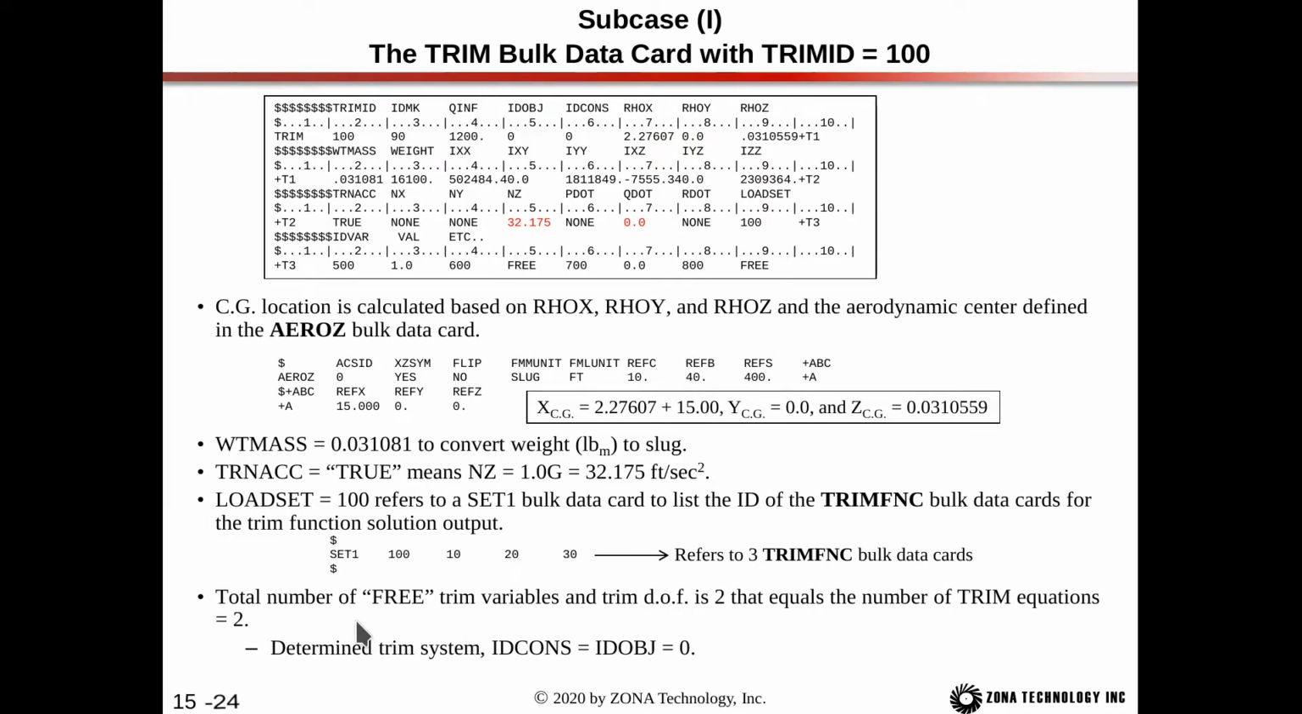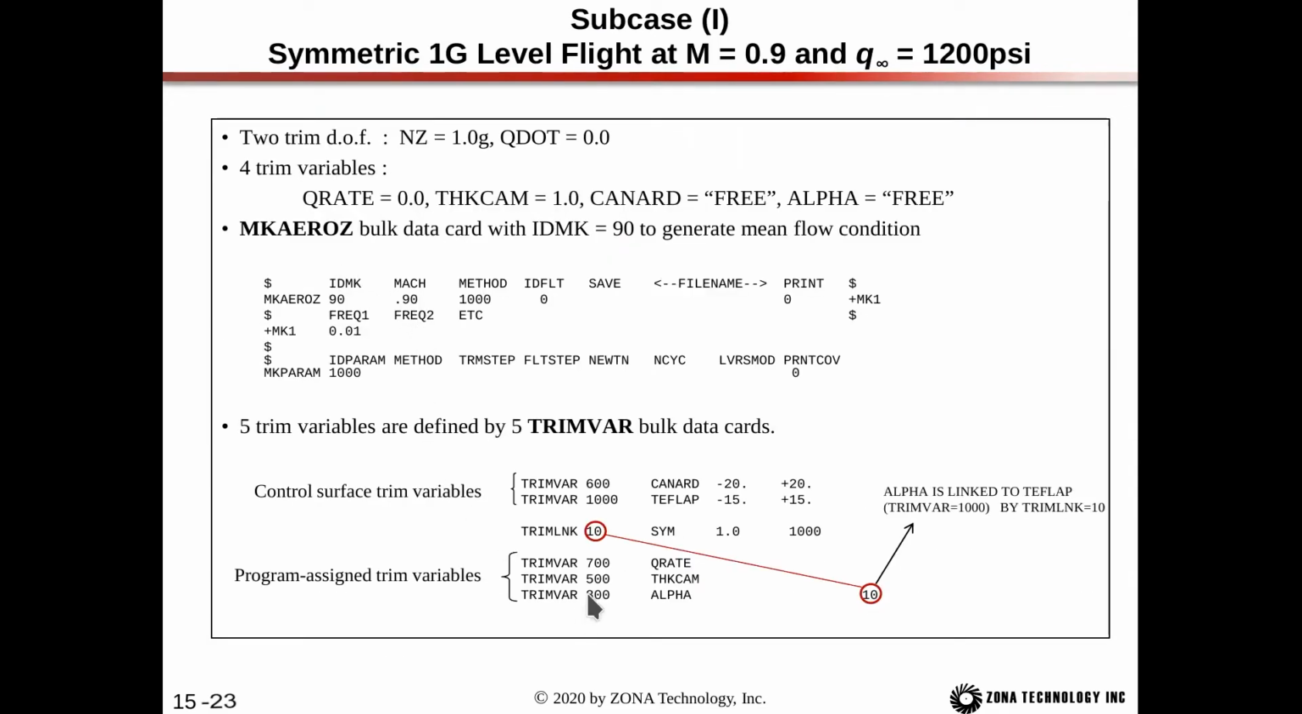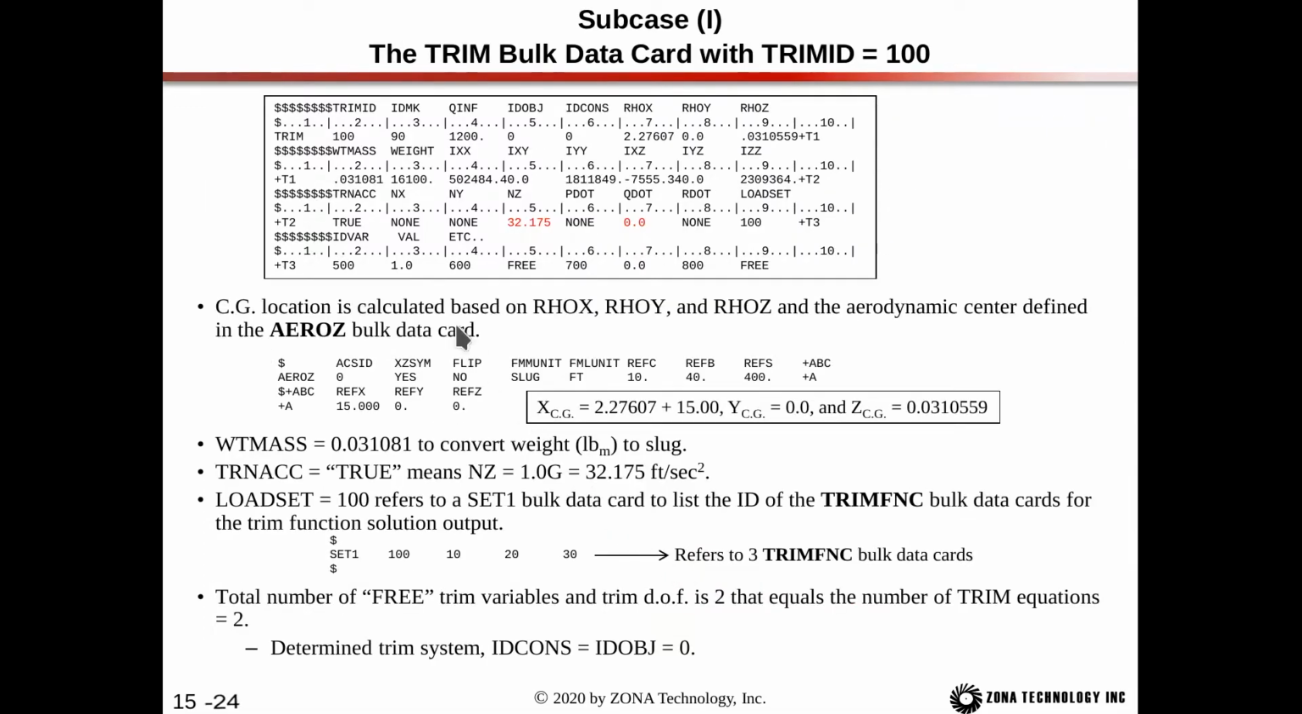And then the total number of free trim variables is 2. The trim degrees of freedom is 2. So this is a determined trim system. So our ID constraint and ID objective are both 0 because we don't need them. So the 600 here is free, 800 is free, and then the 500, let's see, we've got to go back and look. What was 500? 500 was thick cam. Okay, so you always want to include the thick cam trim variable and specify the value to be 1, because remember, that is your mean flow solution. So always include thick cam and always set the value to be 1.